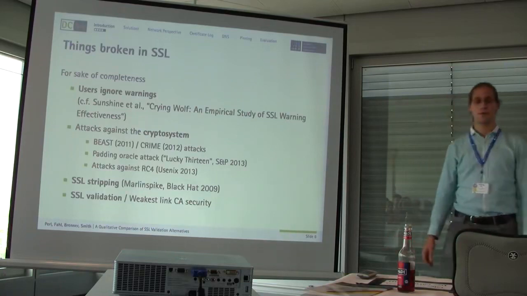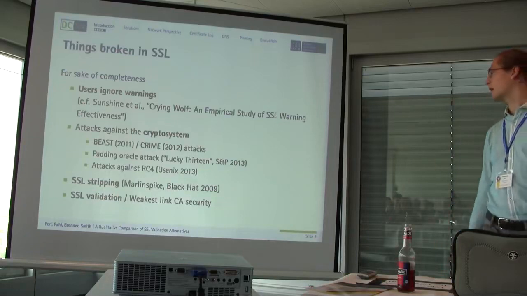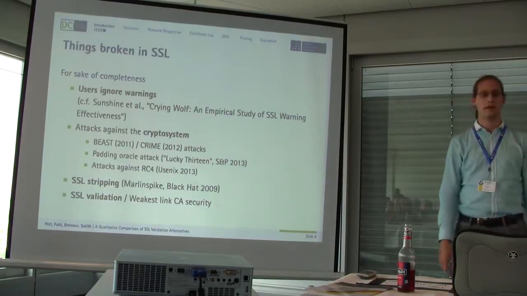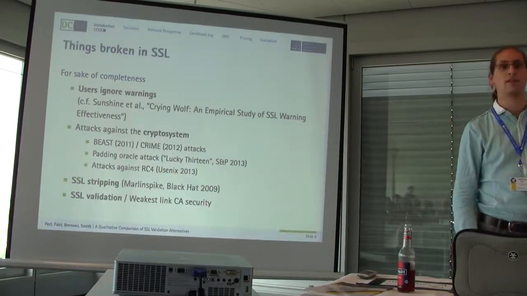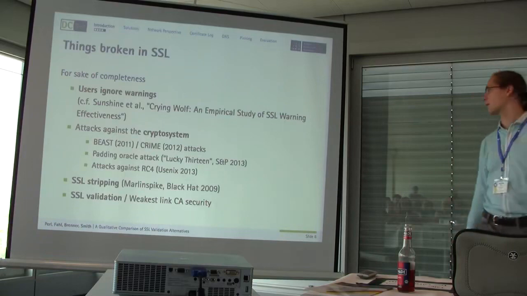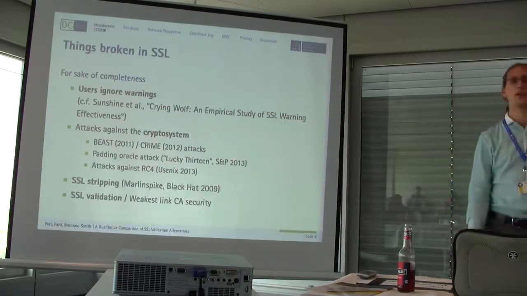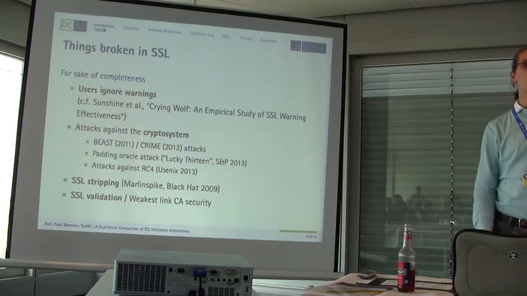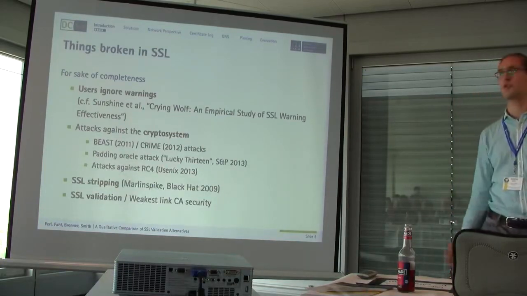Another broken thing is that the whole crypto system can be attacked. We had the BEAST and the CRIME attacks. We had Padding Oracle attacks, Lucky 13, and also attacks on RC4, which is one of the underlying ciphers that can be used. So there's a lot of irritation. Even if I do set up SSL correctly, what are the right parameters? Which crypto algorithms must I use, or which must I ban?